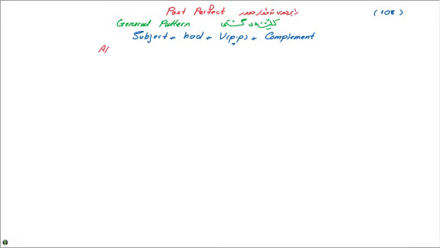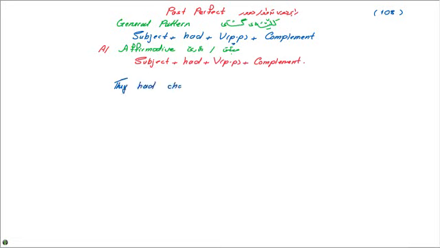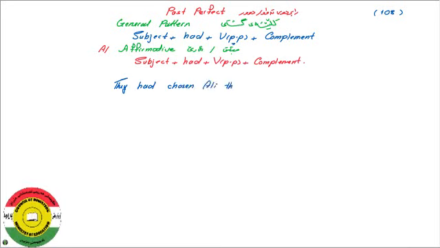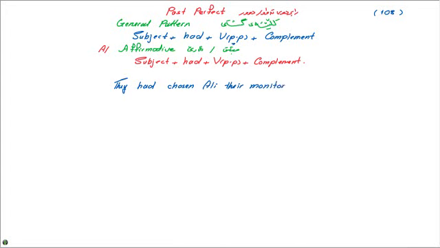Affirmative. As we said, we have subject plus had plus past participle of a verb plus complement. For example, we can say they had chosen Ali their monitor. They had chosen, had plus chosen. Chosen is an irregular verb. The base is choose, then chose, chosen.